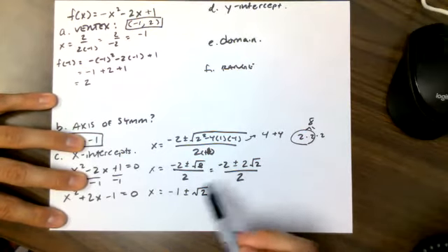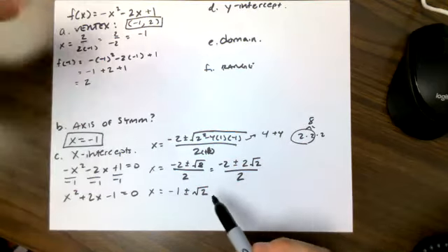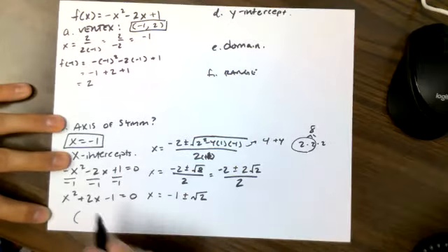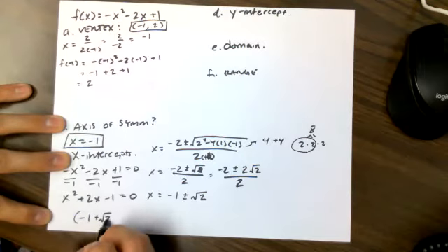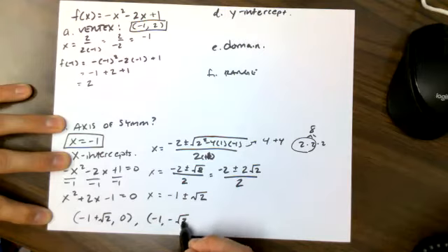Negative 2 divided by 2 is negative 1. 2 divided by 2 is 1. We just don't write it. So our x-intercepts actually have a radical in them. Ugh, that's not good. Negative 1 plus the square root of 2, 0. Negative 1 minus the square root of 2, 0.